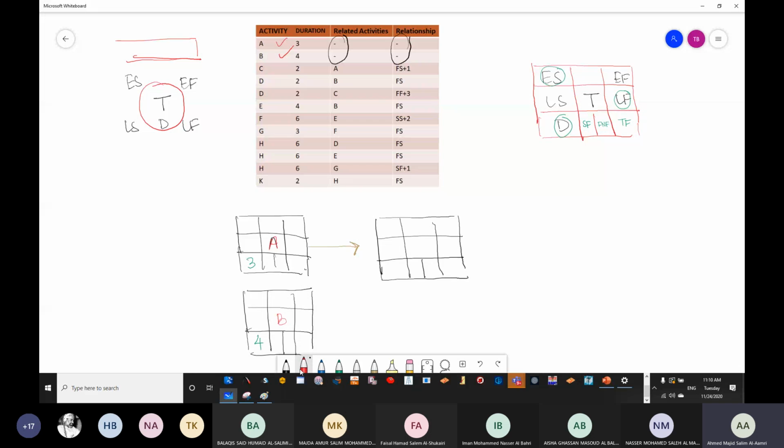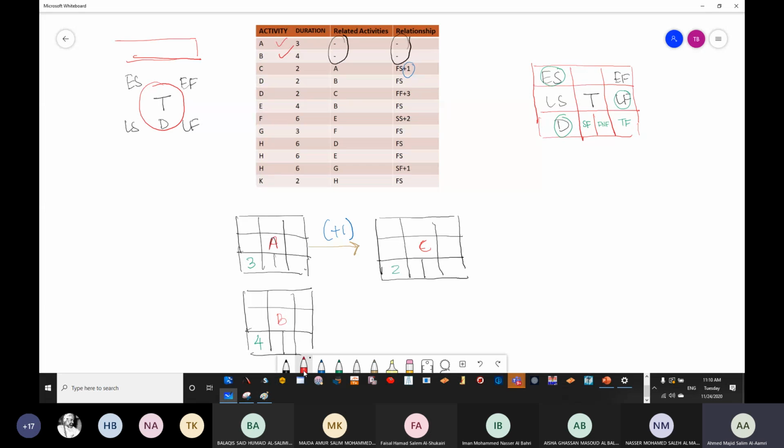The name of the task is C. The duration of C is 2. Do we have any plus or minus? We have a plus or minus, which is mentioned here as plus 1. So plus 1, which is mentioned here.